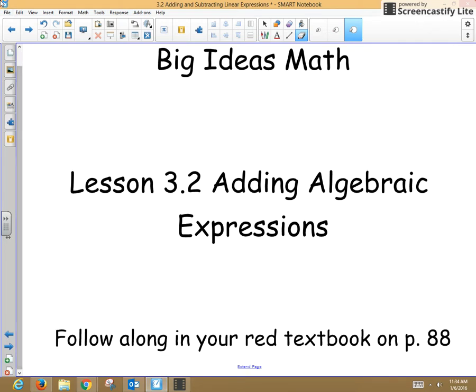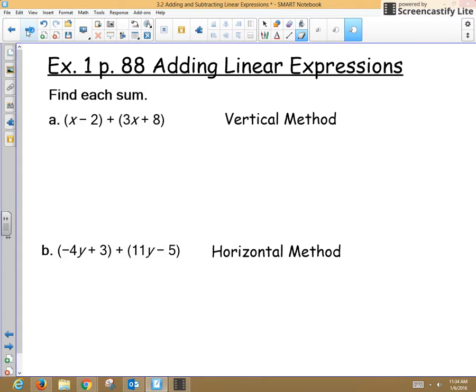Today we are covering 3.2 Adding Algebraic Expressions. Follow along in your textbook on page 88. For example 1, I would like you to copy this down. We are going to practice adding linear expressions, and to do this, we need to find the sum.